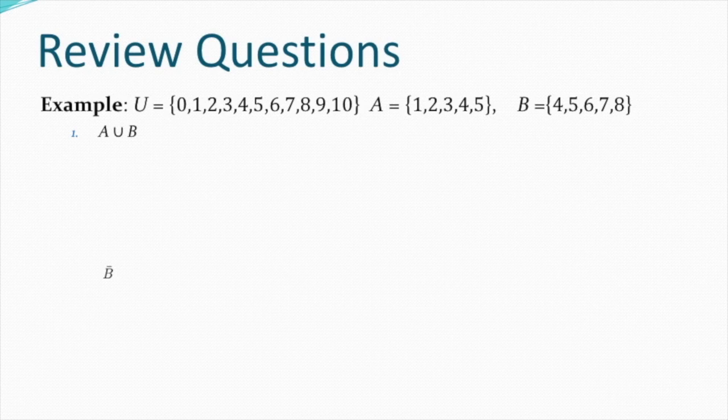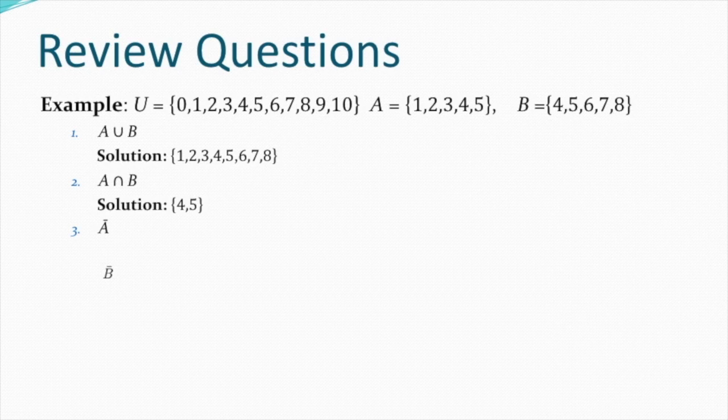It will be 1, 2, 3, 4, 5, and I carry on. 4 and 5 appear already in A, so I don't need to repeat them. It will be 6, 7, and 8. Now, what is the intersection? Now you look for a common factor between A and B. So 4 and 5 are the common elements between A and B.